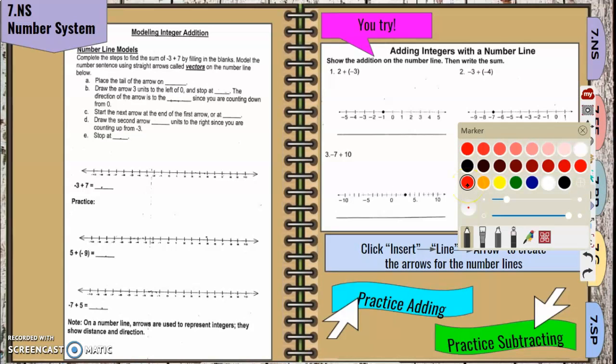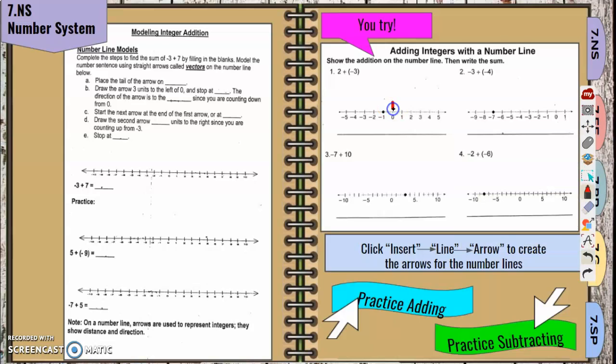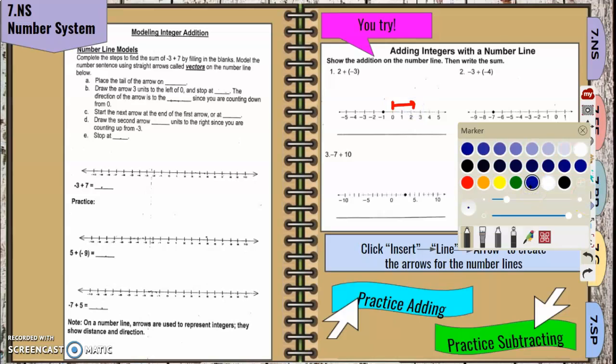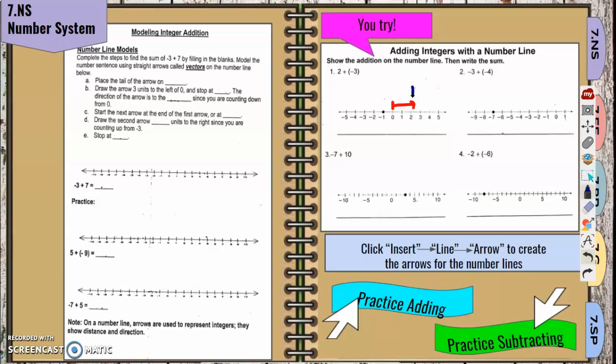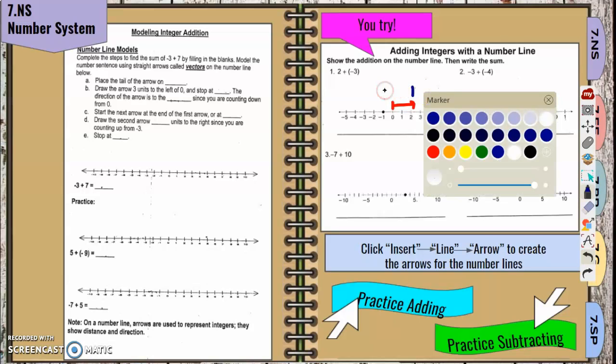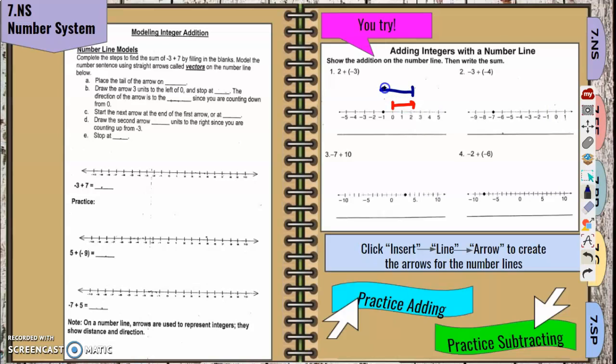So I have 2 plus -3. I start at 0 with my first number, and I'm going to the right 2 plus -3. I'm going to start at 2 and draw a line above the 2, going to the left 3 because it's -3. I'm going to go to the left 3, and my answer is -1.